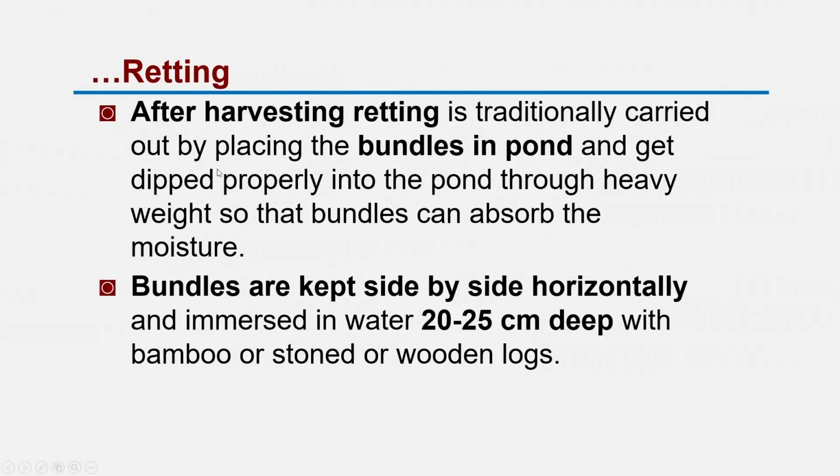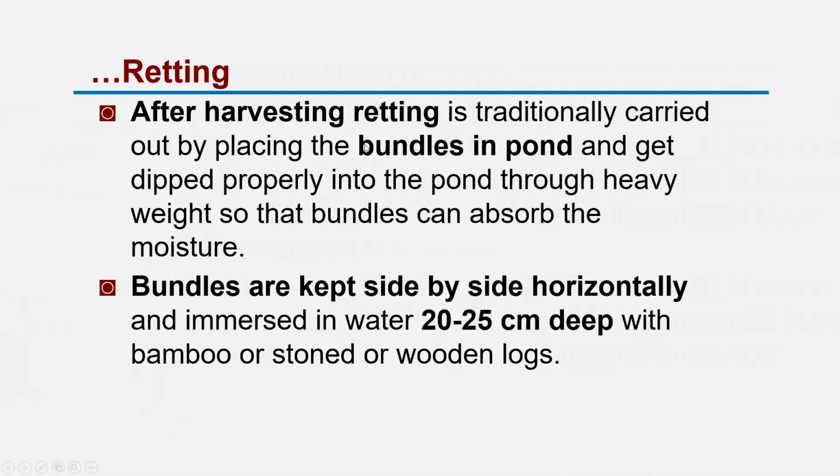After harvesting, retting is traditionally carried out by placing the bundles in pond. So, in villages you find ponds and local ponds are there where you can put the bundles and get dipped properly into the pond through heavy weight, so that bundles can absorb the moisture. So, here purpose is that these stems or bundles should absorb the water, and it is kind of anaerobic fermentation actually, where anaerobic organisms are involved and they start fermentation of this product in the absence of oxygen.